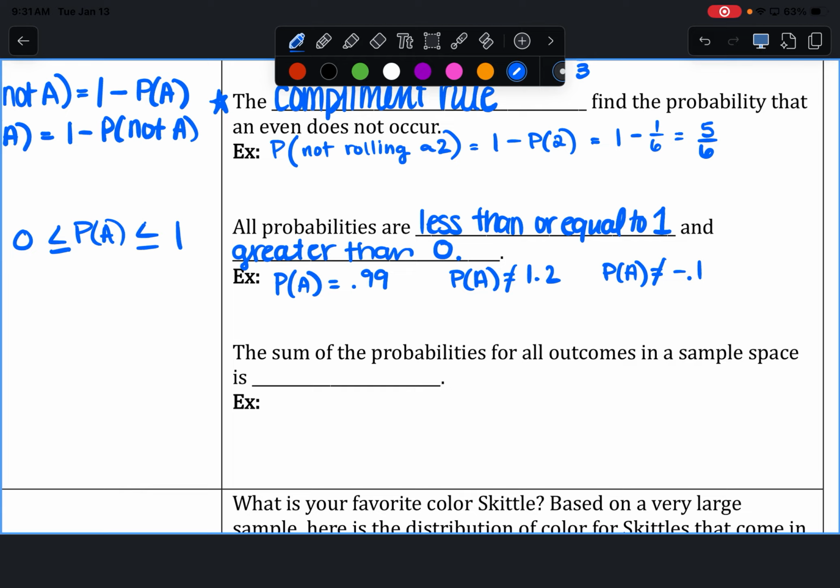Now, in any given sample space, the sum of all outcomes for that sample space is 1. It doesn't matter what our sample space is. It could be something as simple as the probability of flipping heads or tails, which has 2 things in the sample space. We can have something with 1,000 things in the sample space, but the max probability is still only 1. Okay?